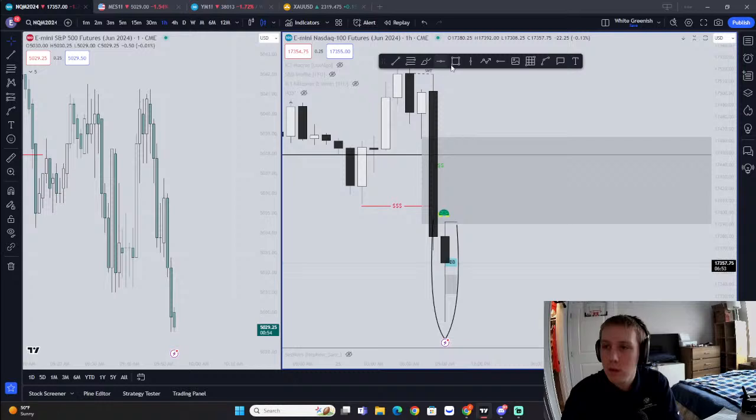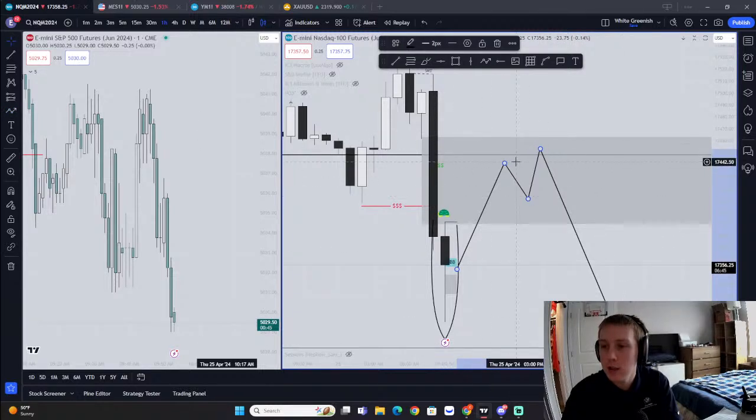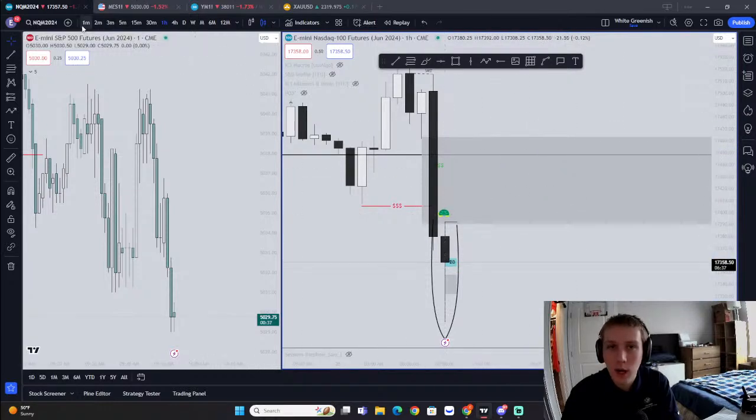So we could see something like this to where we get bought up here, and then this retracement is a market maker model. Ideally, I would like to trade this to where we come up in this 1 hour fair value gap, and then we create a lower time frame market maker sell model. That's really what I'm looking for. We'll see what happens though.